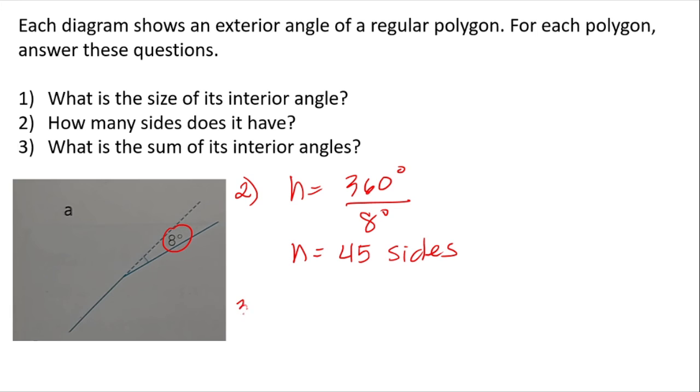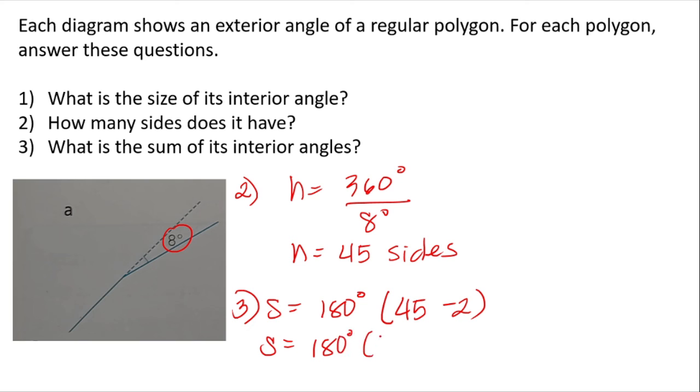Okay, next, number 3, the sum of each interior angles. So the sum, 180 degrees times quantity 45 minus 2. So S is equal to 180 degrees times 43. So the sum of the interior angles is 7,740 degrees. Okay. Next. Okay, last one.